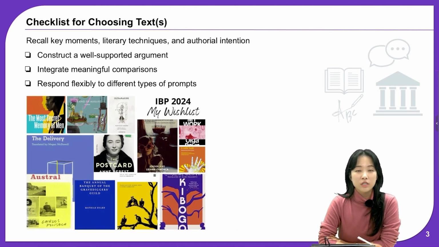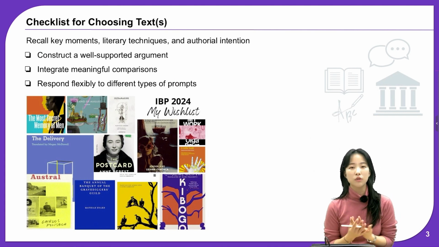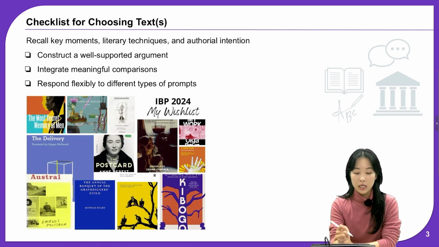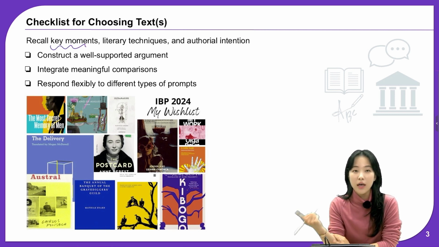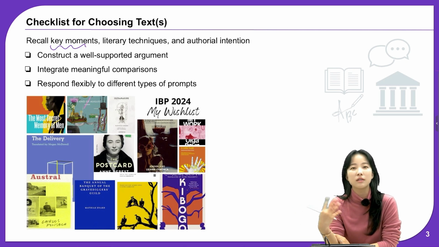Okay, so the checklist for choosing text. Before we go over the specific checklist, we have to remember that it's important for the paper 2 exam that you are able to remember key moments, okay? So if you forget going into the exam what the text was about, what happened in the story, you can't use it for the paper 2, right?